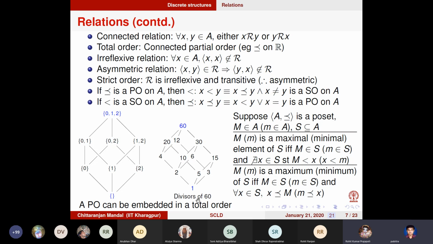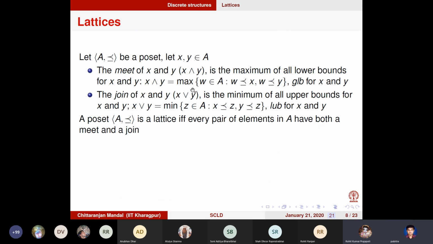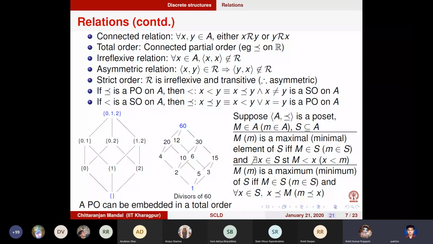Achha, are 12 and 30 part of the lower bound of 12 and 30? Look at the definition. This line you see: w in A, w less than equal to x, w less than equal to y. So are 12 and 30 part of the lower bound of 12 and 30? No, sir. No, because 12 is not less than equal to 30. Similarly, 30 is not less than equal to 12. They are not in common.